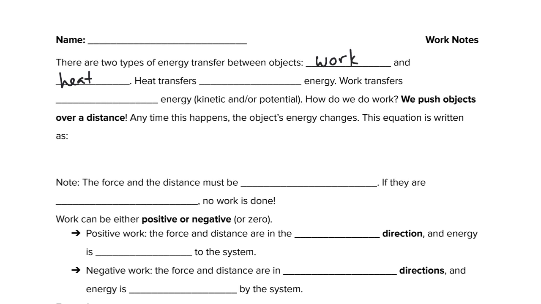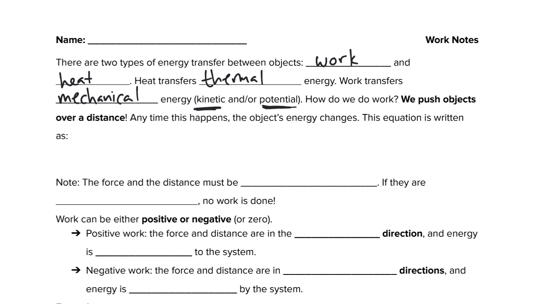Now, heat transfers thermal energy specifically. So that happens based on a temperature difference between objects. The work transfer is a different kind, and that is specifically mechanical energy. Now, if you remember from our lesson a few times ago over energy types, mechanical is not one specific type. It is instead a whole category. And as a category, it includes both kinetic and/or potential energy.